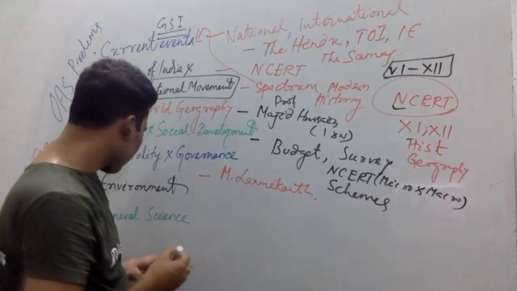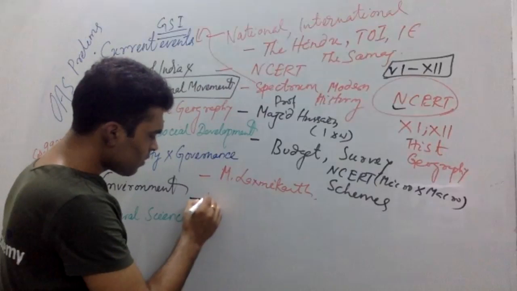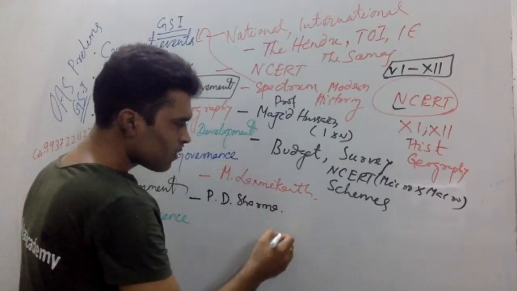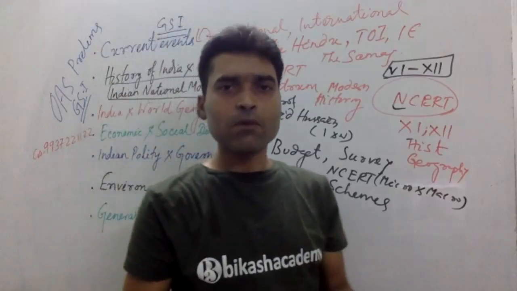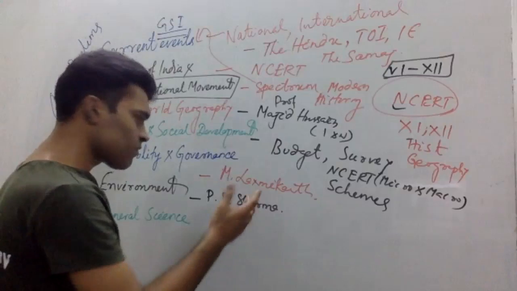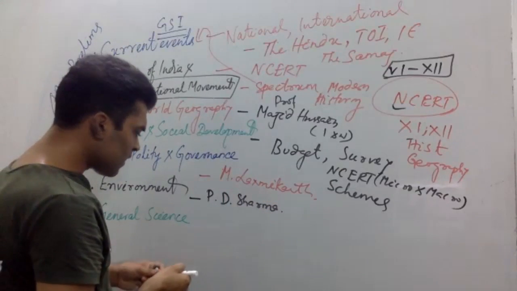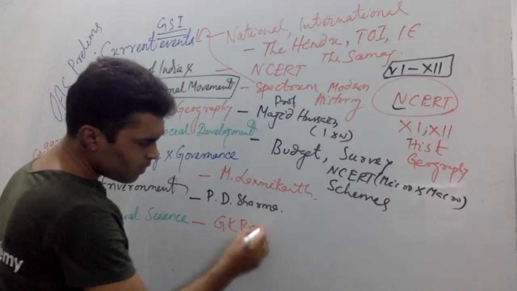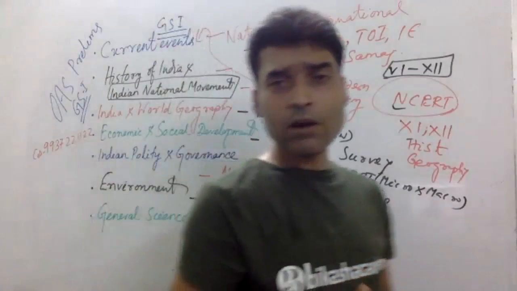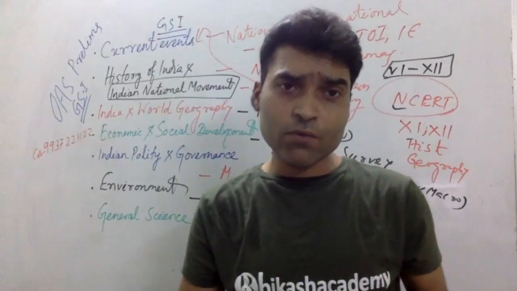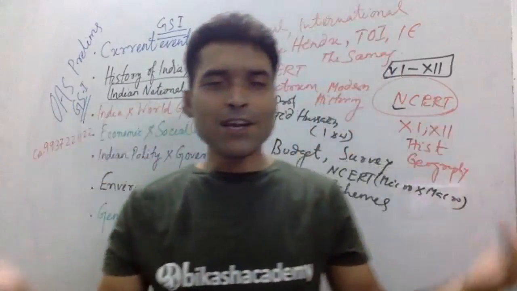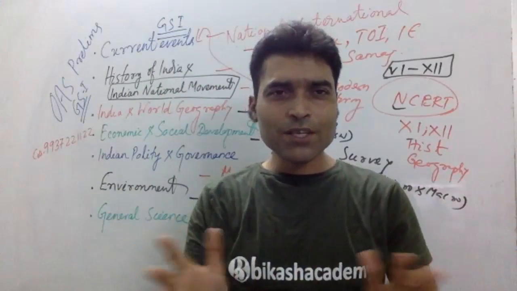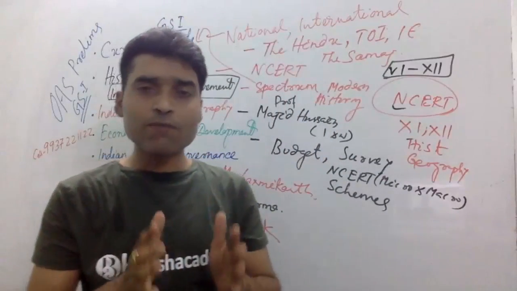In environment, you can follow PD Sharma and solve as many questions as possible, right? And also newspaper is very helpful in this section. For general science, you may follow any standard GK book. Again, I am telling, when you have less time, 3 to 4 months only, do not go for NCERT general science, standard 8, 9, 10, 11, 12, biology, physics, chemistry. No need to study because you have very less time.